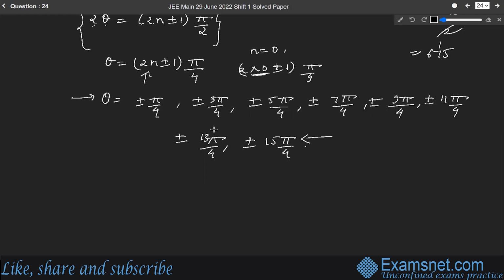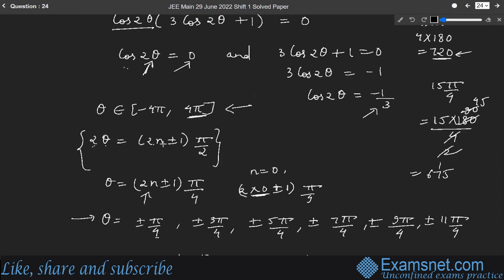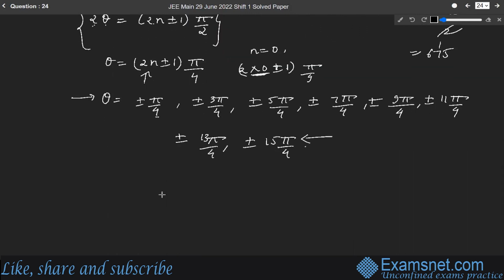Now, let us focus on all these values of theta. You can see that the first part, which is cos 2 theta is equal to 0. For this part, how many total values do we have? 1, 2, 3, 4, 5, 6, 7 and 8. Okay. But this is the value of theta. So if theta has 8 values, then 2 theta will have 8 into 2 values. That is 16 values, right? Or 16 elements. Now this is for the first part.